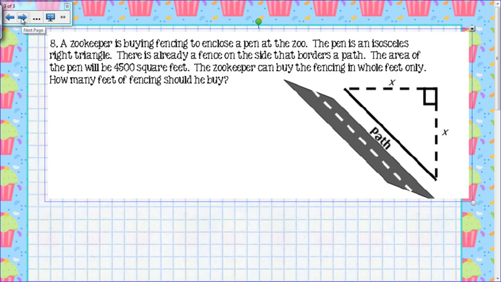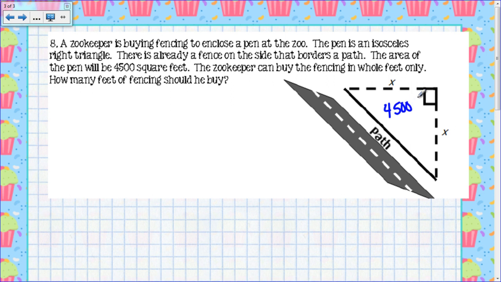So let's do this last little word problem. A zookeeper is buying fencing to enclose a pen at the zoo. The pen is an isosceles right triangle, which means that the two legs are the same length. That's why they're both marked x. There is already a fence on the side that borders a path, so there's a fence over here already. The area of the pen will be 4,500 square feet.